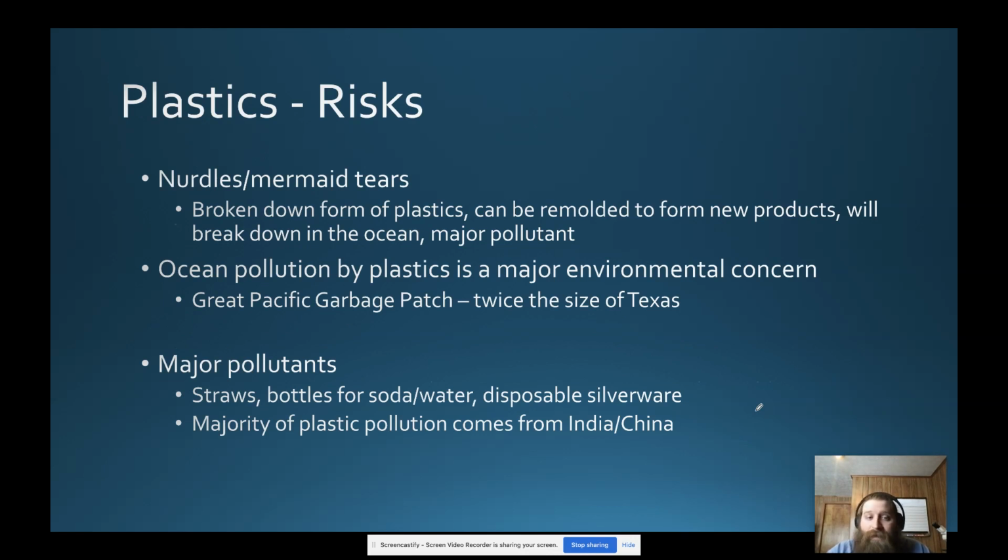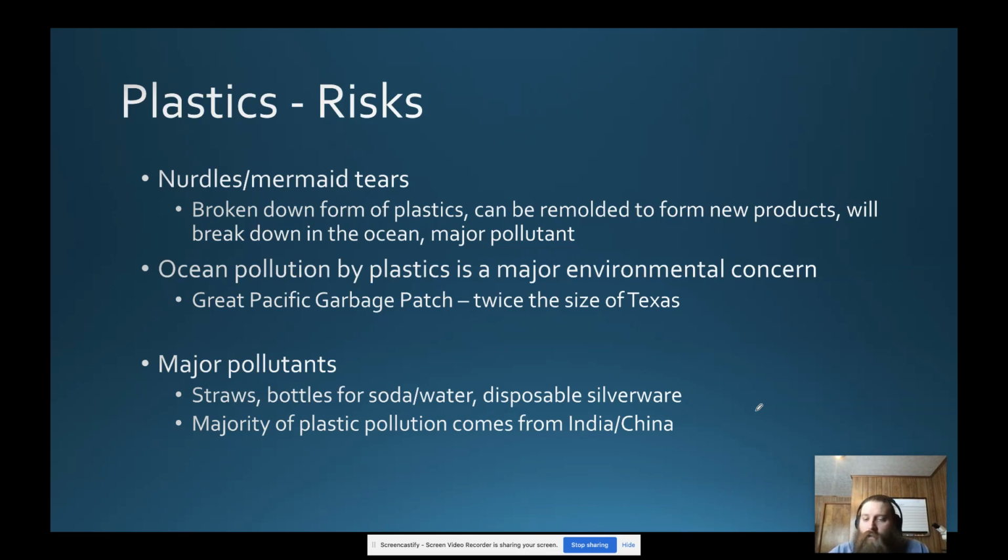Make sure you're familiar with plastics, all right, especially how they break down. So there are some risks with using plastics. Most people think plastics don't decompose. Well, they don't decompose biologically, but they do break down into something called a nurdle or a mermaid tear. And these are little teeny tiny microplastics that, as the plastic breaks down into smaller and smaller pieces, can become caught in the gills of fish, or they can mess with the krill populations. I mean, they can really be a major pollutant in the ocean.